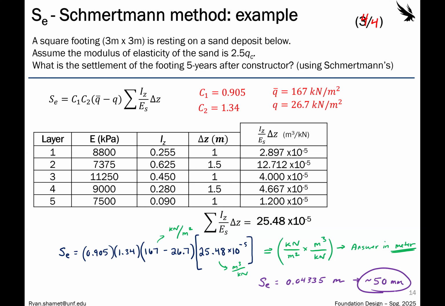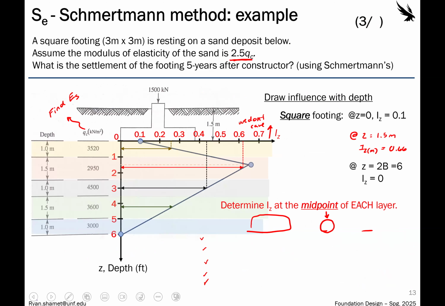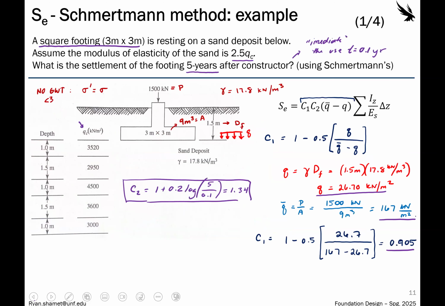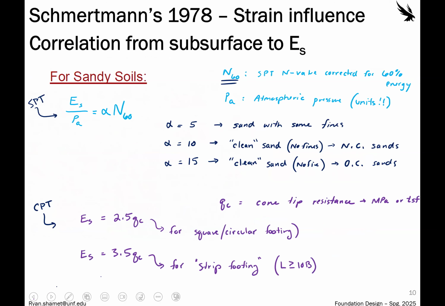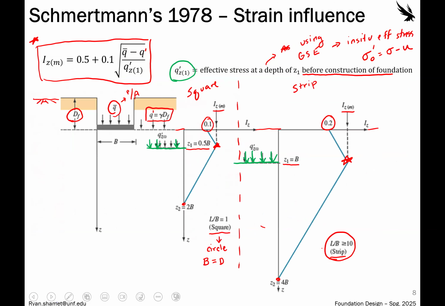All right, any questions? You're drawing your lines like on a paper. Why at the depth of 0, right at the front of the footing, is it 0.1? So that is the starting point. That's the influence value, so it won't be zero because there's load right there. But look on this first one right here. If you have a square footing, it starts at 0.1. If you have a strip footing, it starts at 0.2.